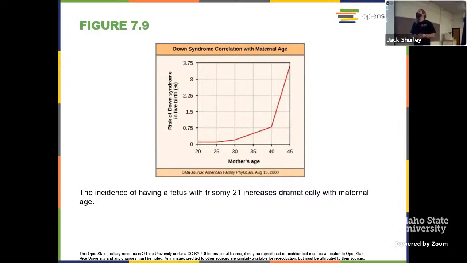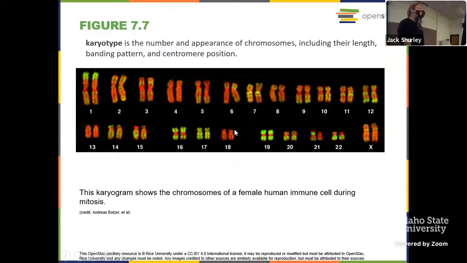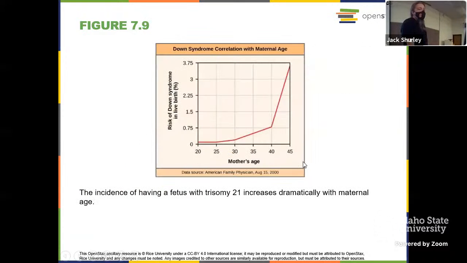And again, those choices should be yours, right? It should not be dictated to you. Think about that. So it does increase with age and potentially sets the stage for thinking about doing a karyotype, right?